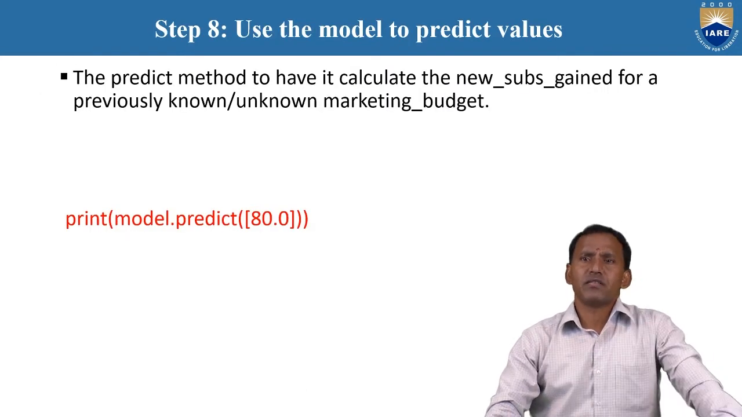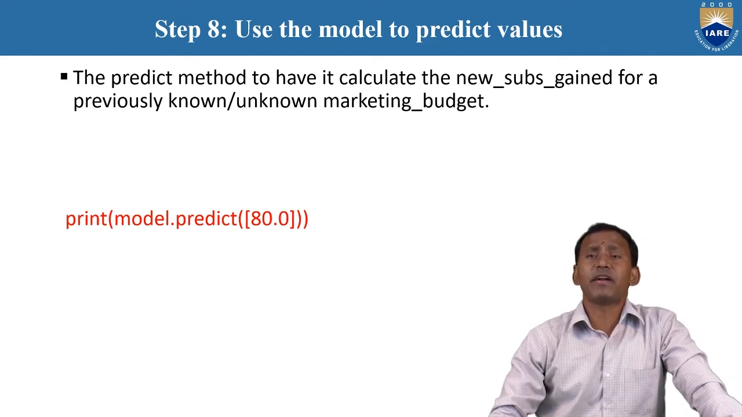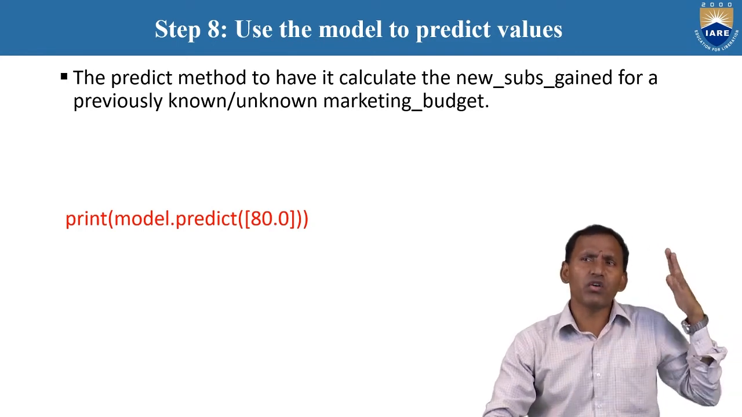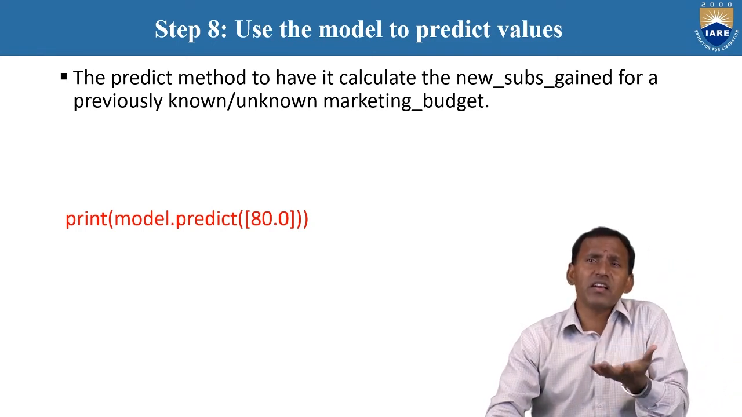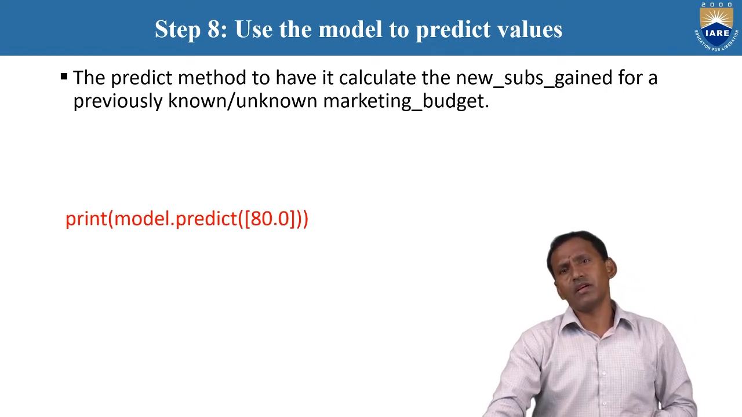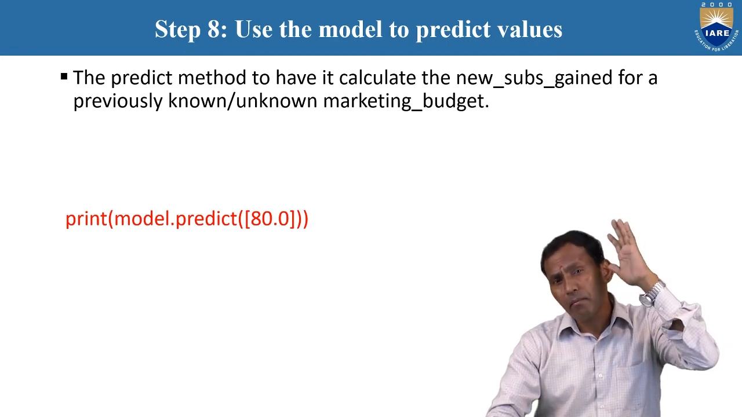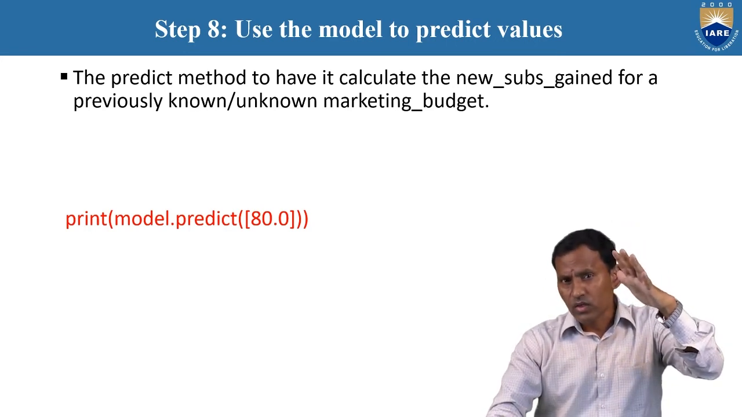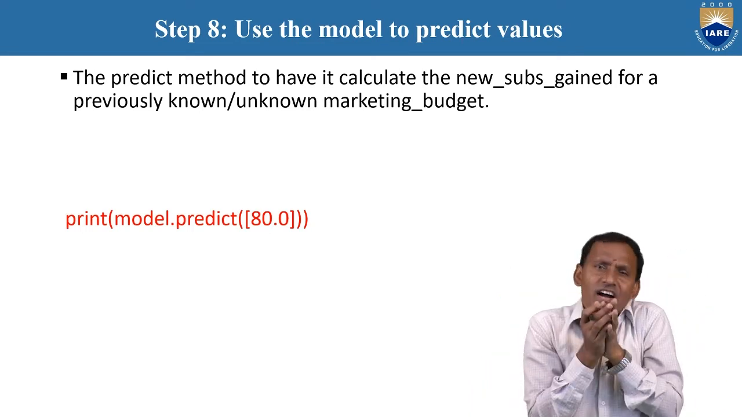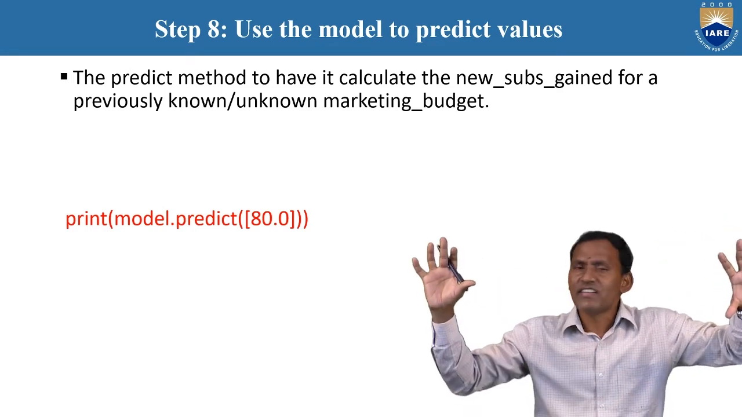Now we have to predict. By using the predict method, we can predict how much output we are getting. This predict method calculates new subscribers gained for a previously known or unknown market budget. We have to test the model, right? After training the model, we have to test it with the test data. The input data is divided into a training data set as well as a test data set.